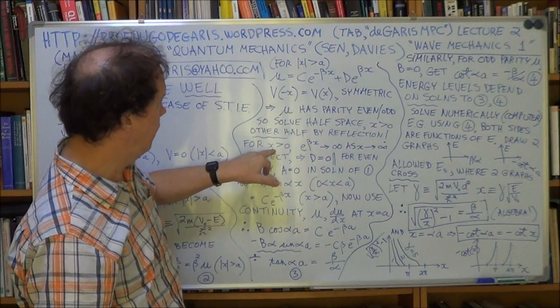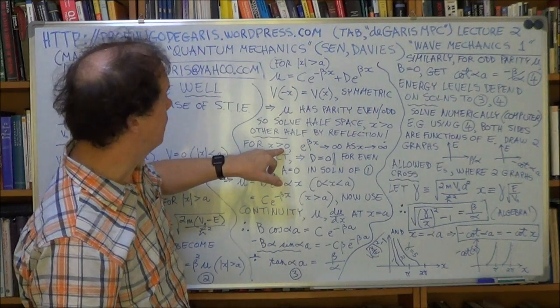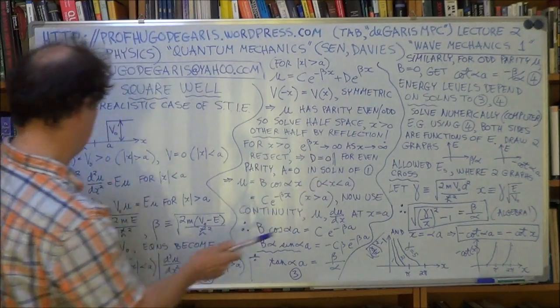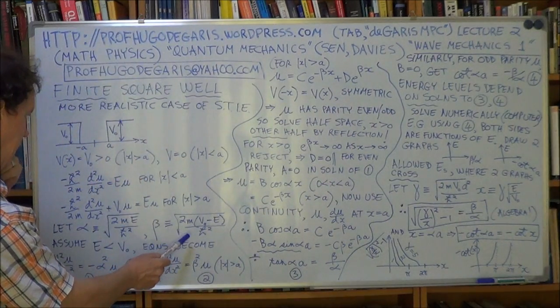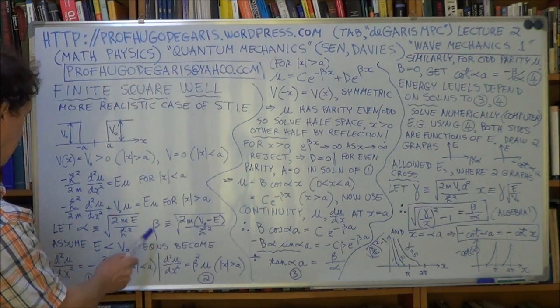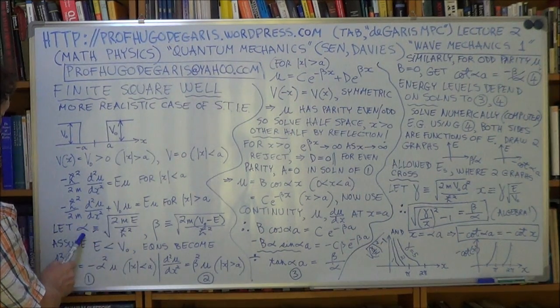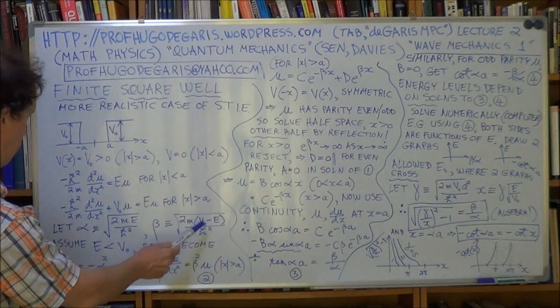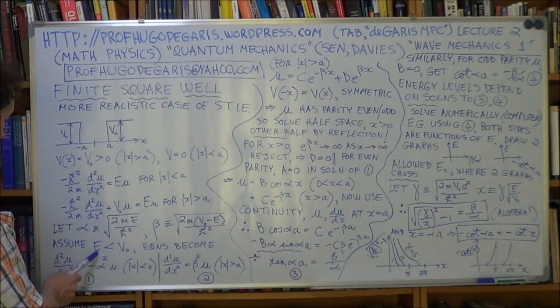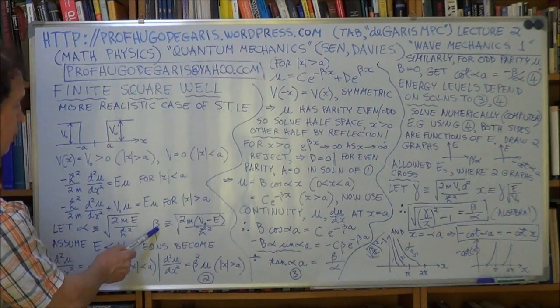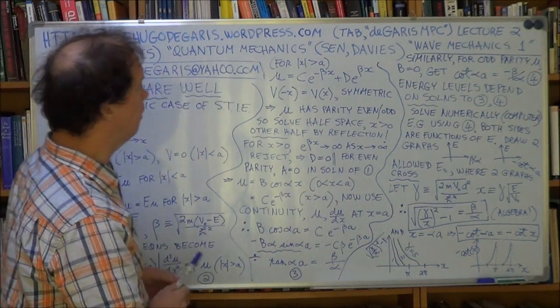Now if x is positive on the right hand side there, let's assume, wait a minute, alpha and beta are positive, right? Let's assume our energy is positive, so alpha is positive. Now we're assuming E is less than V, right? For this part of the problem. So that makes beta positive, right? So alpha and beta are positive.